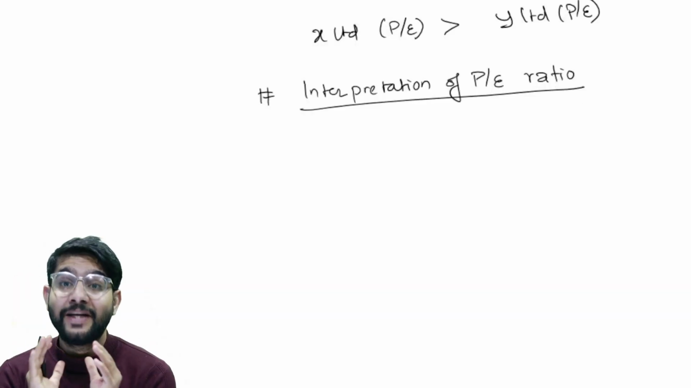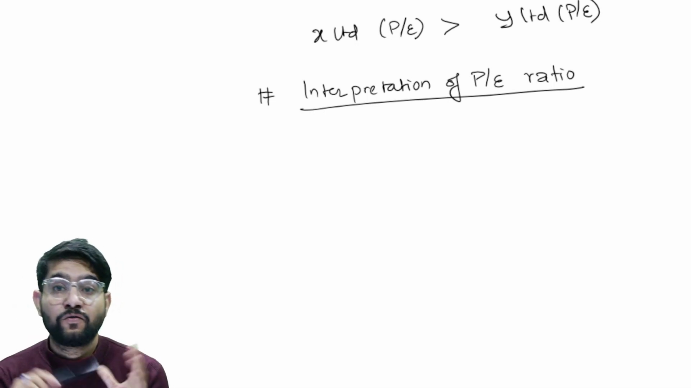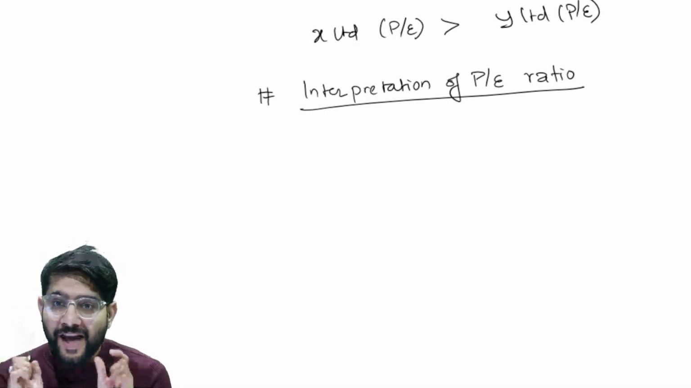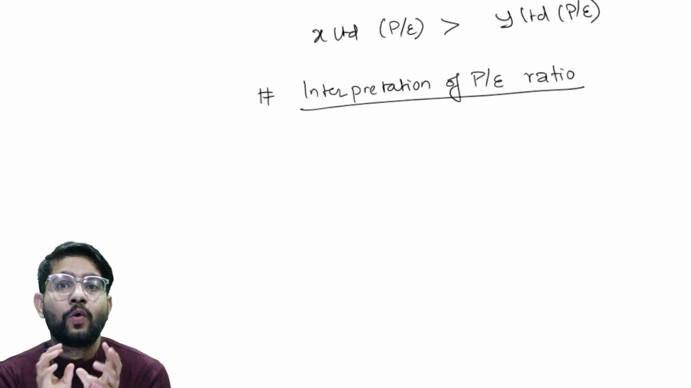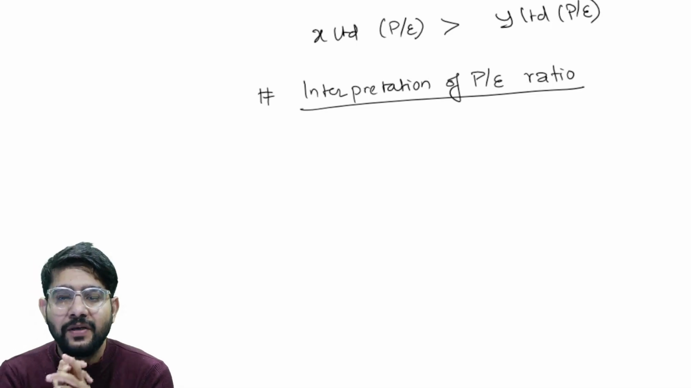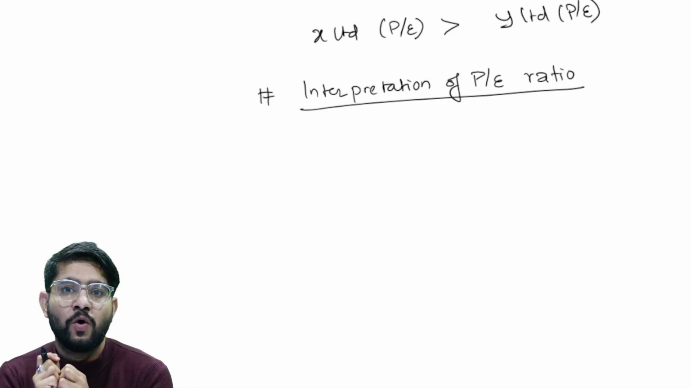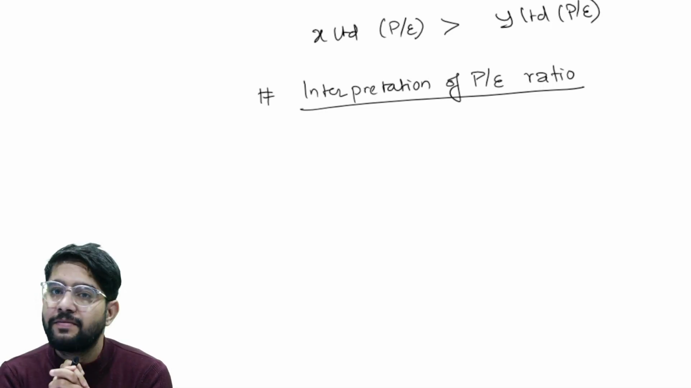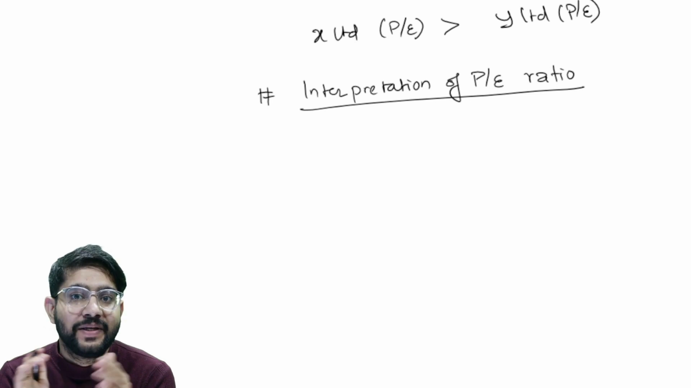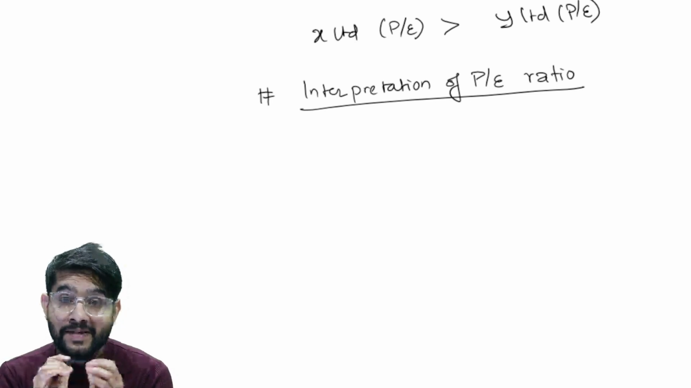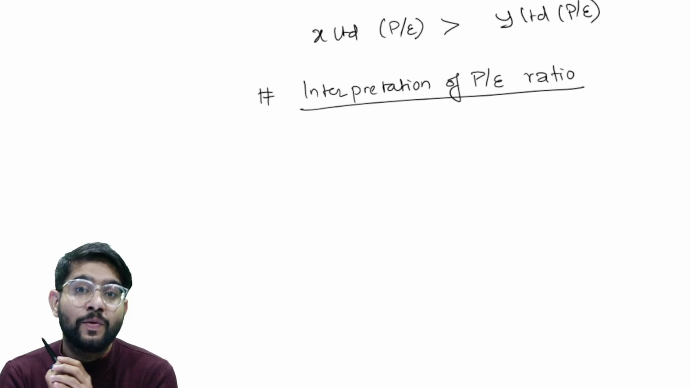Friends, interpretation of PE ratio is very interesting. First of all, for a new investor, the share of those companies having lower PE ratio is a desirable investment, because the companies having lower PE ratio are considered cheaper companies, or the shares of those companies are inexpensive as compared to the companies having higher PE ratio. Sasta padega matlab.